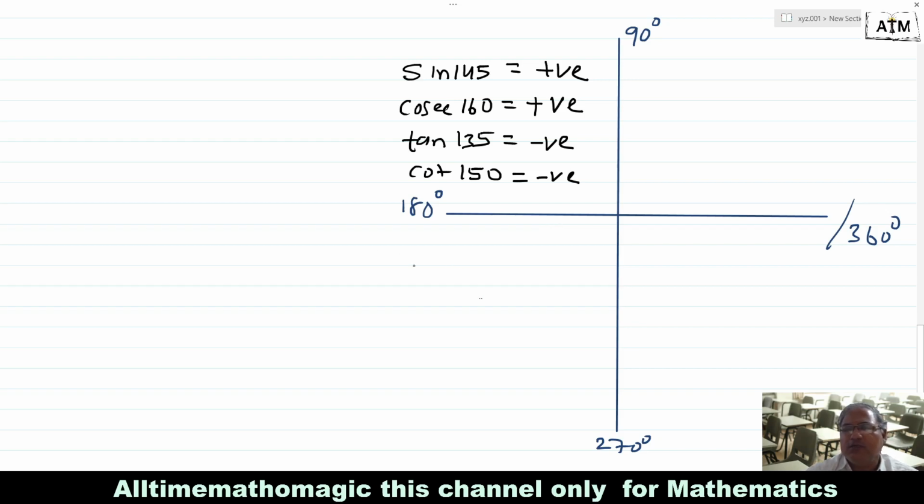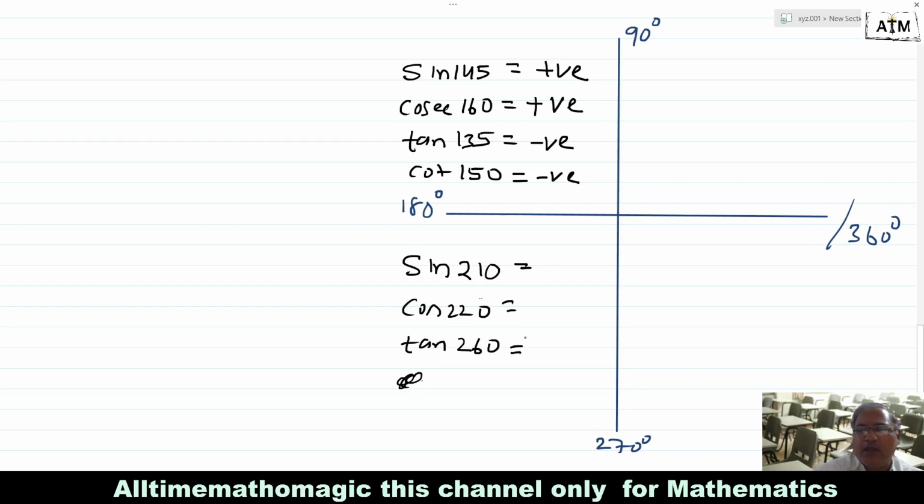Now let us test the sign of trigonometric ratios in the third quadrant. You take any number greater than 180 degrees and up to 270 degrees. For example, I take sin 210, cos 220, and tan 260. Let us check these three numbers by using a calculator.